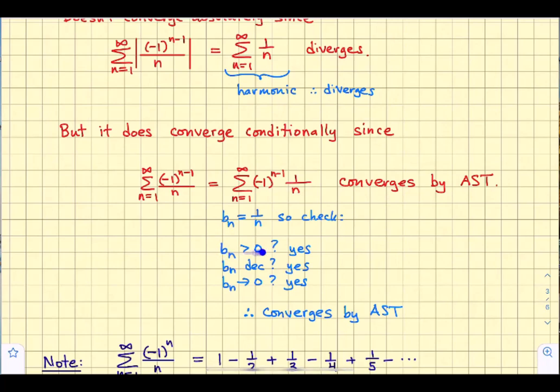Is b sub n positive? Yes. Is b sub n decreasing? Yes. Does b sub n limit to 0? Yes. Since all three of these hold, and you do need to show these in all of your problems, by the alternating series test, we do get convergence. Notice that if any of the criteria or the hypotheses of the theorem fail, it doesn't necessarily mean that you have divergence. You just can't conclude anything. The theorem says that if these conditions are fulfilled, then you're guaranteed to get convergence.